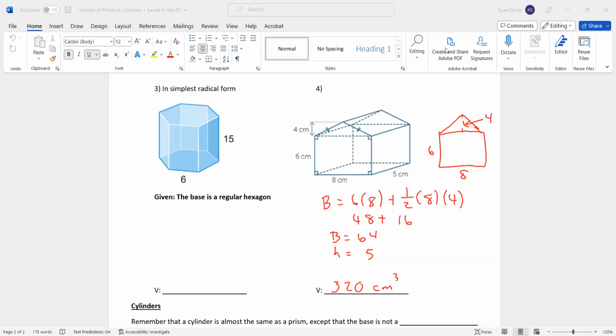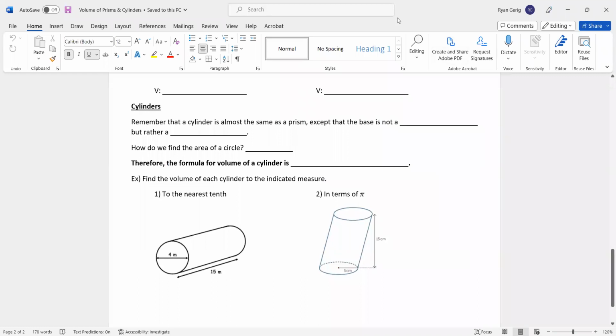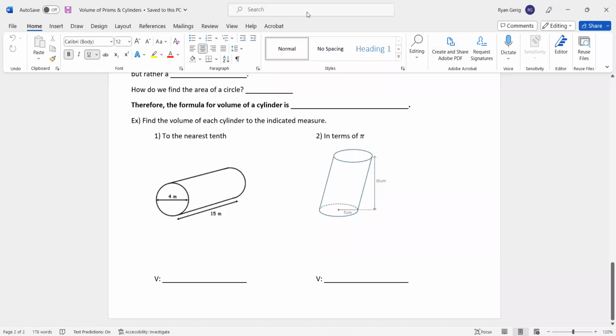Cylinders, same thing. But in a cylinder, the base is not a polygon, it is a circle. Right? How do we find the area of a circle? Pi r squared. So the volume of a cylinder is the area of the base, pi r squared, times the height. All right. These are pretty simple. Pi r squared times the height. All right, so to the nearest tenth, we're actually going to multiply by pi at the end.